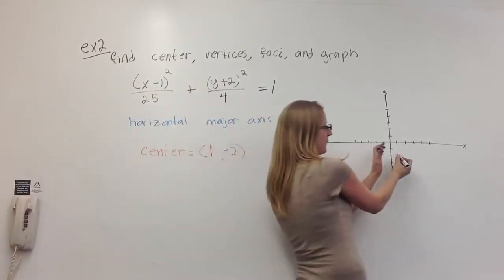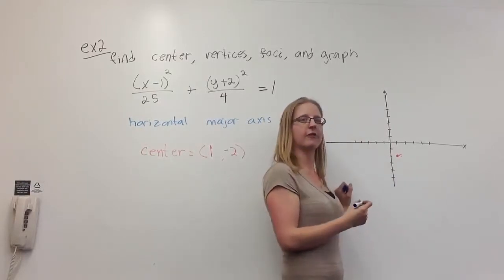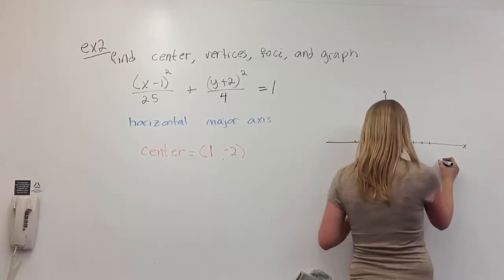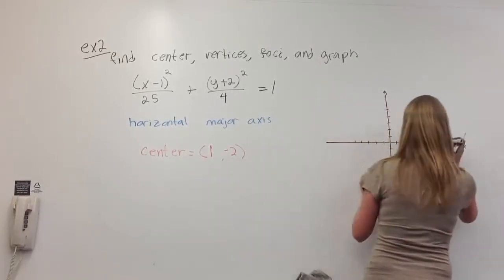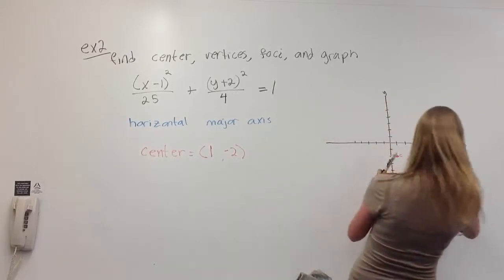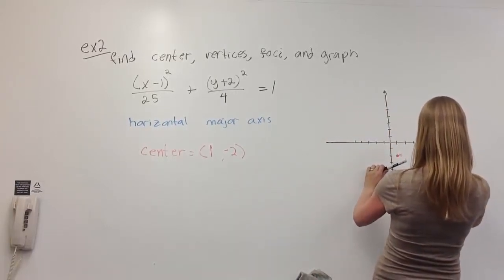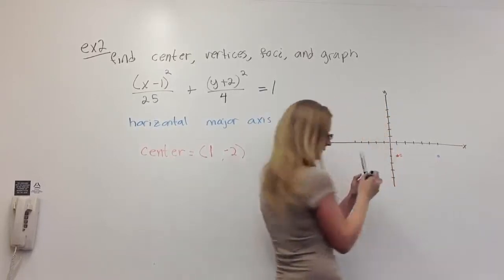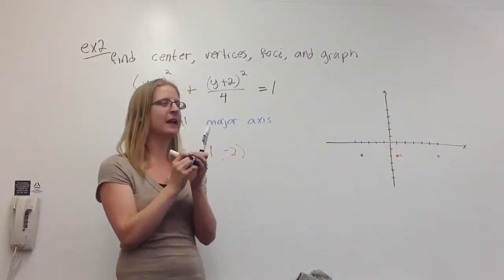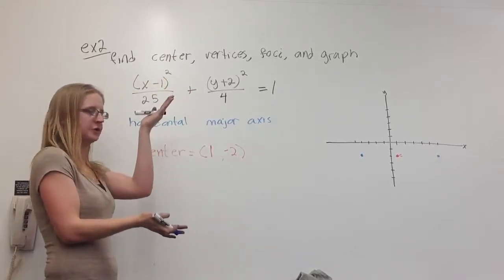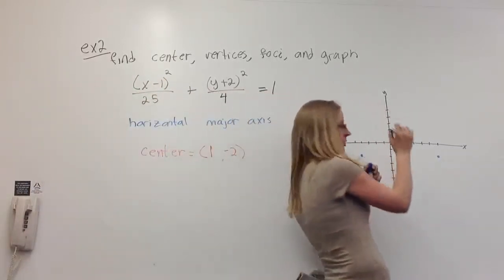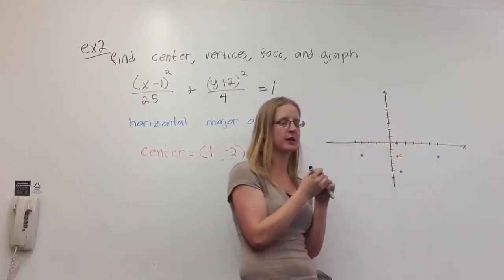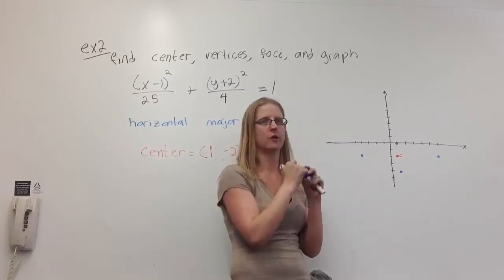So I start at my center, and I'm going to go how many units over? 5. Because under the x was a 5 squared. So 1, 2, 3, 4, 5. And then I'm going to go 5 in the other direction. 1, 2, 3, 4, 5. You guys see that okay? And then how many units am I going to go in the y direction? 2 units. So from the center up 2, down 2. See how that was the y direction, the x direction? Then all you do is connect it like an oval.